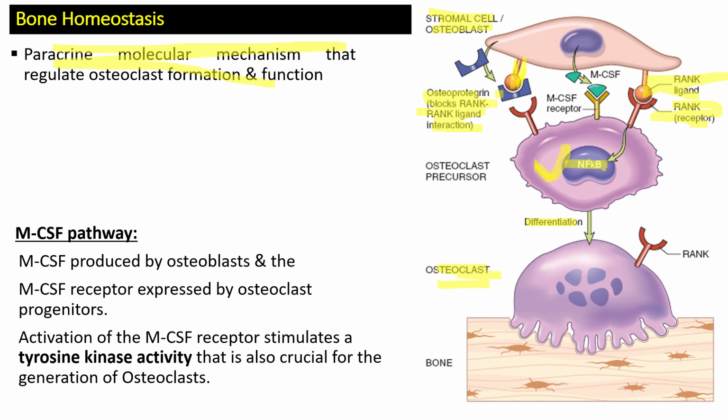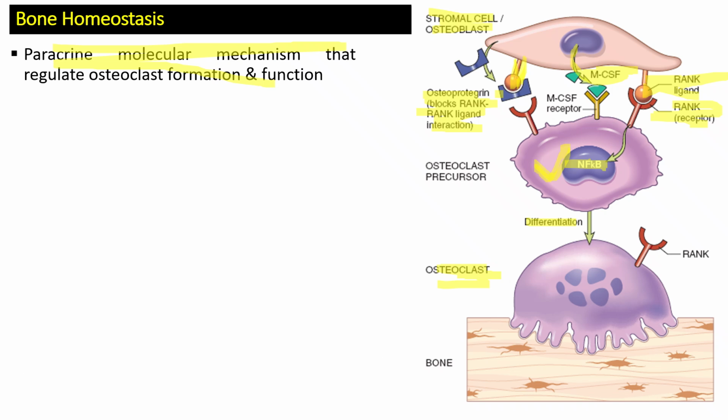Then there is another mechanism of this activation, which is through the macrophage colony stimulating factor. This macrophage colony stimulating factor is produced by the osteoblast, and the MCSF receptors are then responsible for the activation of tyrosine kinase activity that is also crucial for the generation of osteoclast.